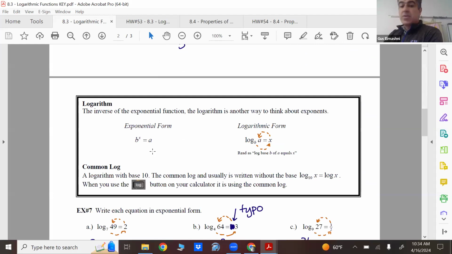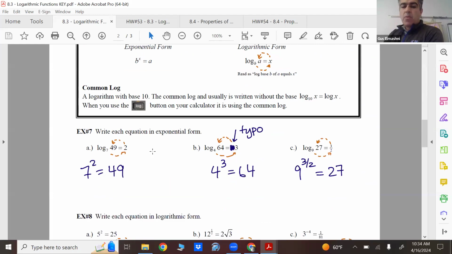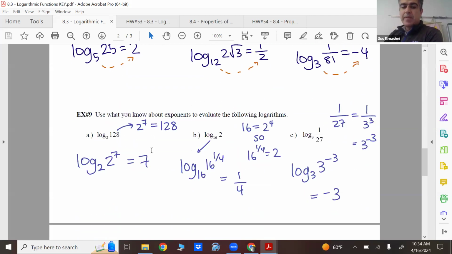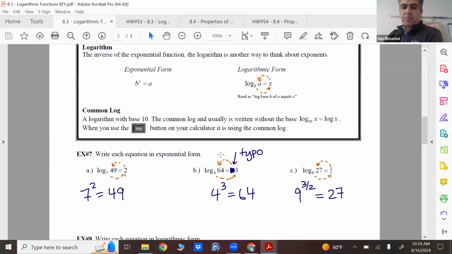Logarithms. A logarithm is the inverse of an exponential function. Why do we have logs? Because if you want to isolate the exponent, you rewrite the equation as a log equation. Or like for part A of number 9, or part B or C, you could deliberately set each log expression equal to a variable and then say, well, 2 to the x equals 128, or 16 to the x equals 2, or 3 to the x equals 1 over 27. You kind of solve in each case.